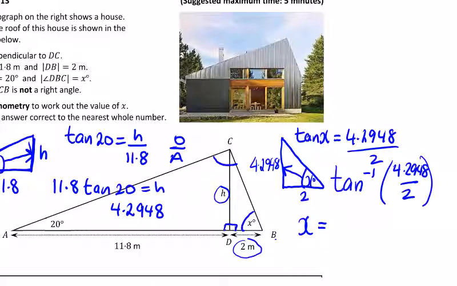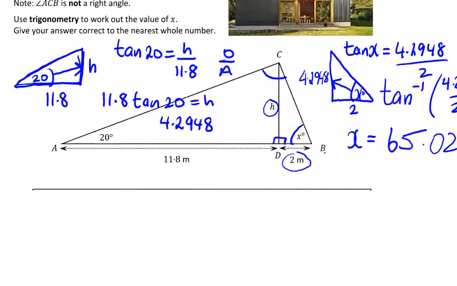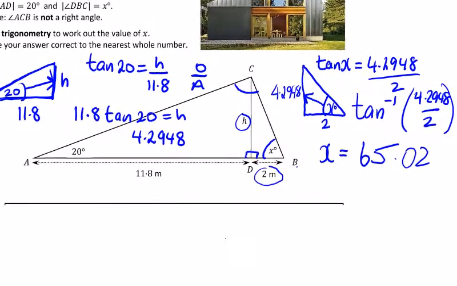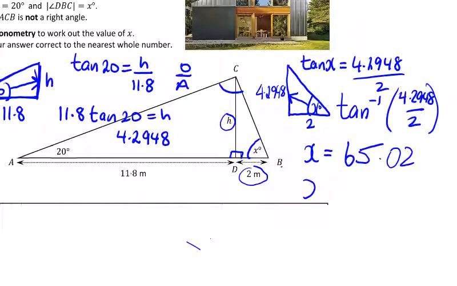So if you don't know how to use your calculator at this point of third year or second year, whenever you're practicing these questions, you need to start practicing quickly. 4.2948 over 2. I'm using the fraction button on a calculator. It's giving me an answer of 65.02 degrees. I'll imagine it's to the nearest whole number. So x is equal to 65 degrees. Question done.